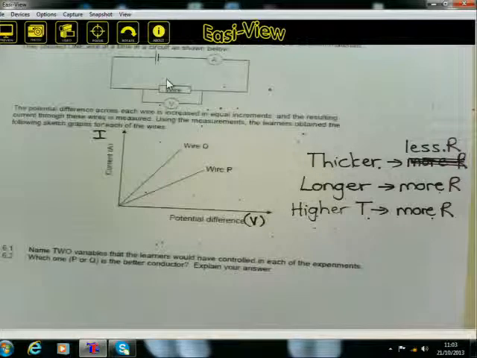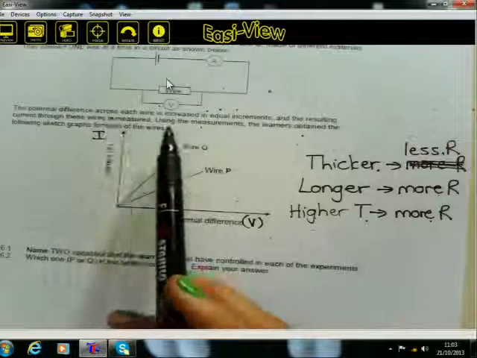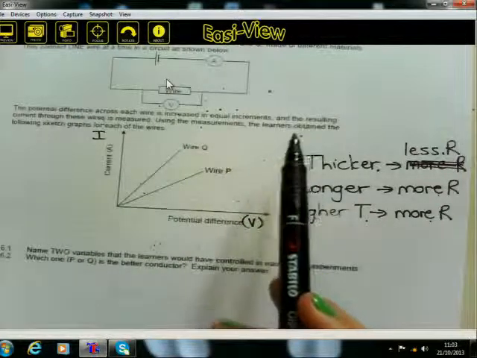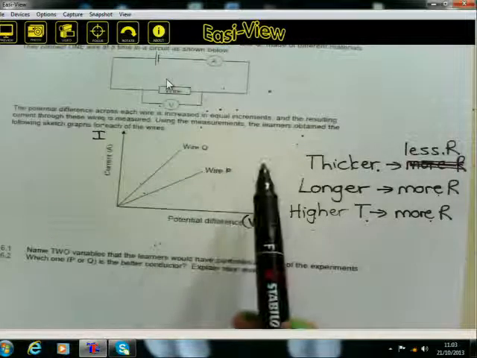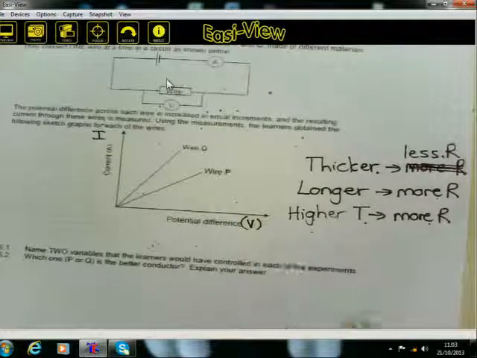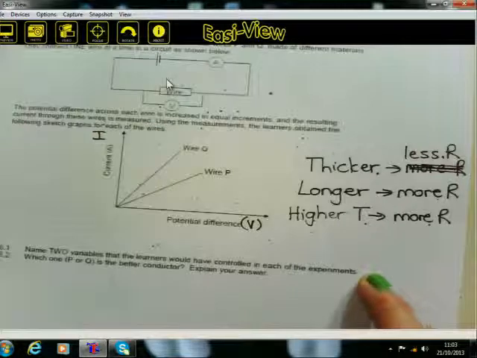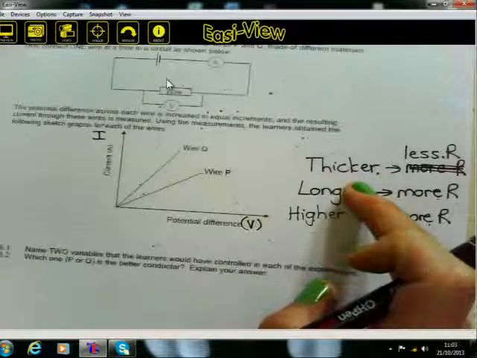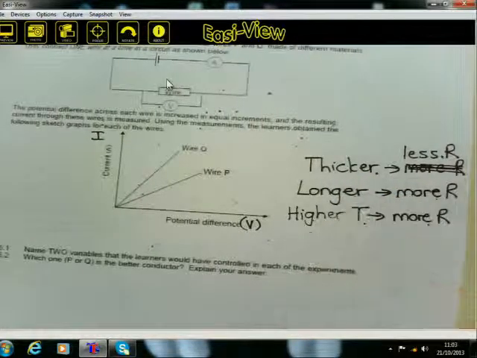Now they ask of you, the potential difference across each wire is increased in equal amounts, and the resulting current through these wires are measured. Using the measurements, the learners obtained the following sketch graphs for each of the wires. So the first question we answered already. What must have stayed the same? Temperature, cross-sectional area, in other words thickness, and then the length of the wires.